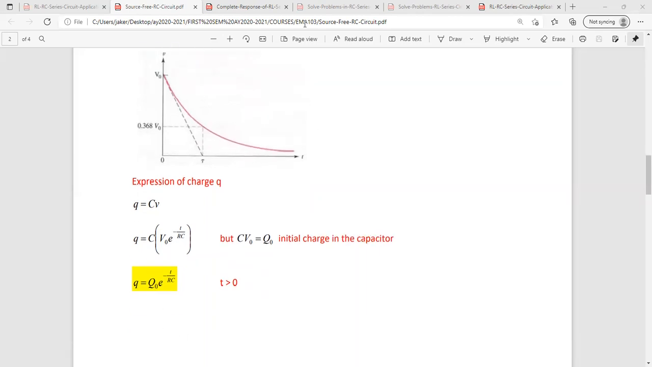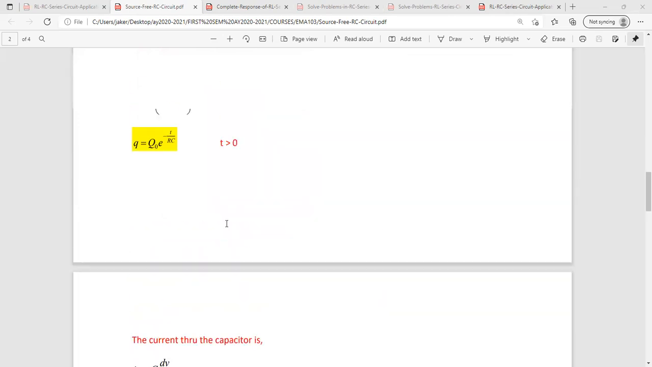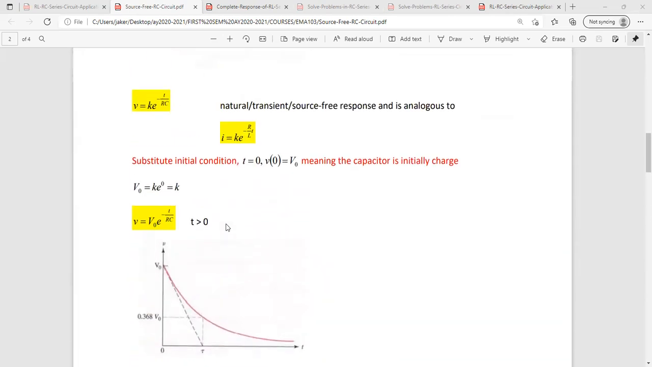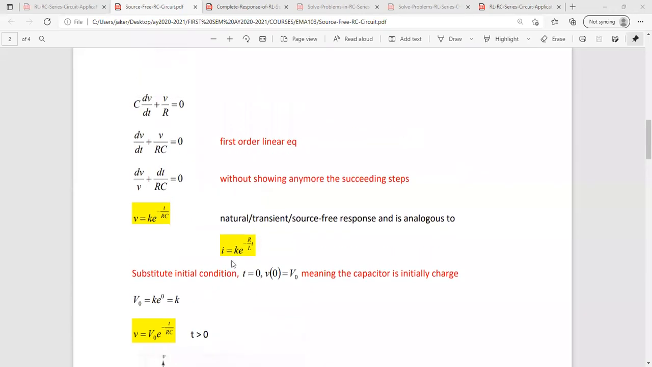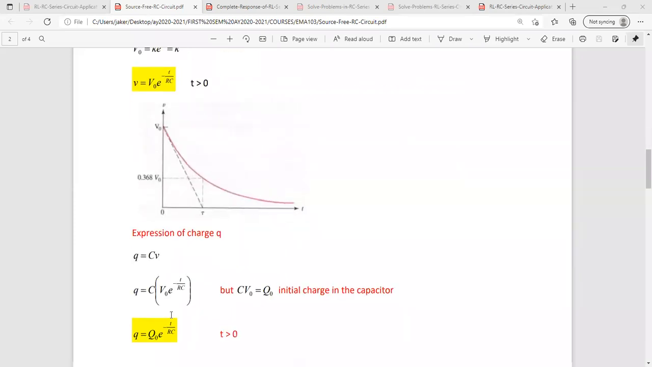Now, I will proceed. Just interrupt me if you have any question. Now, what about the current through this source-free RL circuit? We derived the voltage and the charge. How do we get the current?